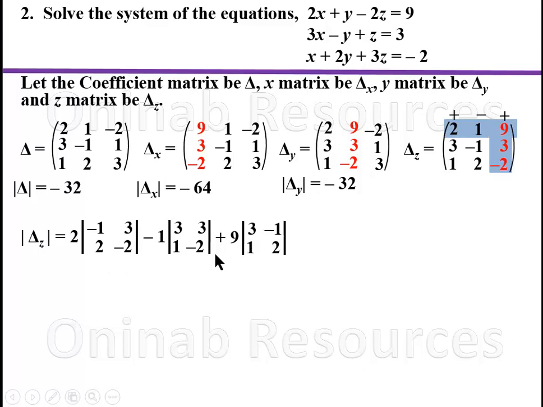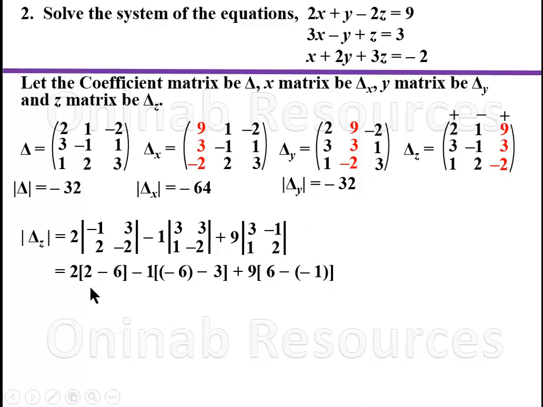We now evaluate the determinants we just created. So 2 is outside. So we have 2 outside here. Negative 1 times negative 2 gives positive 2. Minus 2 times 3 gives 6. Then this is negative 1. 3 times negative 2 gives negative 6. Minus 1 times 3 gives 3. This is positive 9. 3 times 2 gives 6. Minus 1 times negative 1 gives negative 1.